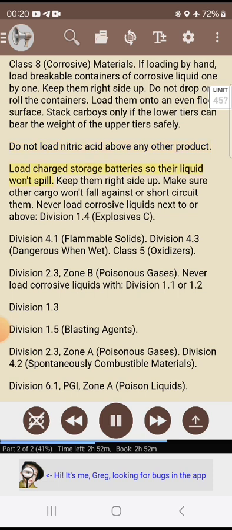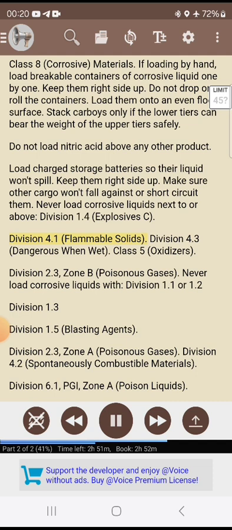Load charged storage batteries so their liquid won't spill. Keep them right side up. Make sure other cargo won't fall against or short-circuit them. Never load corrosive liquids next or above Division 1.4 explosives C. Division 4.1 flammable solids. Division 4.3 dangerous when wet. Class 5 oxidizers. Division 2.3 Zone B poisonous gases.